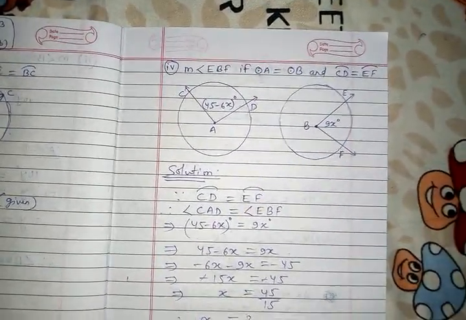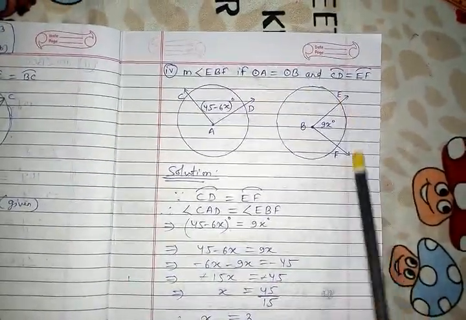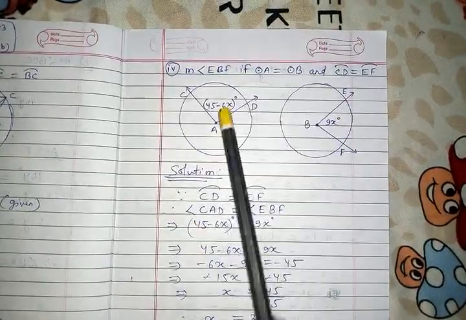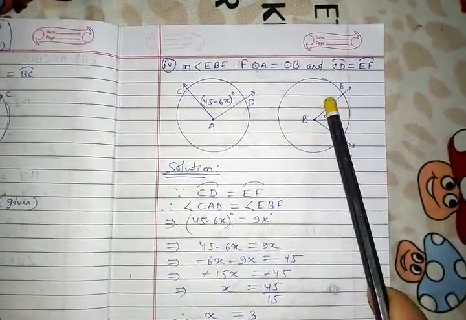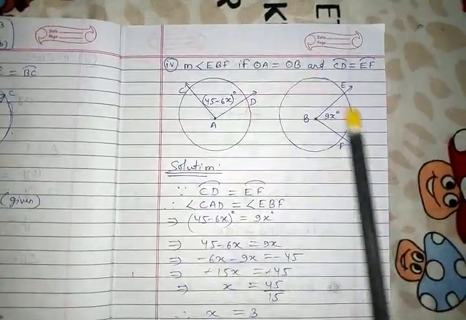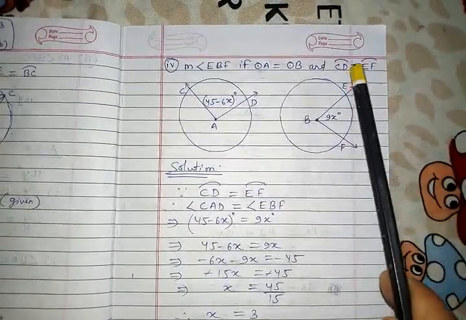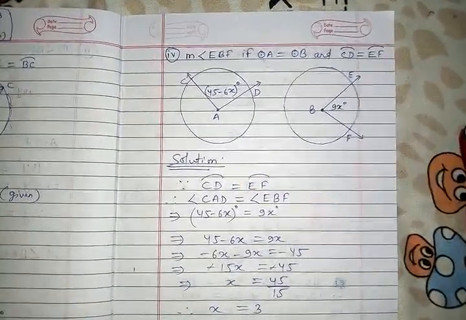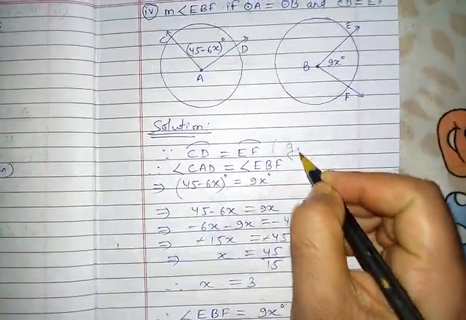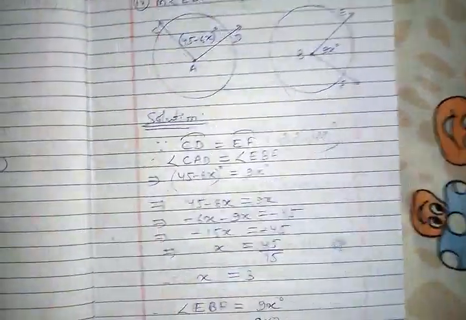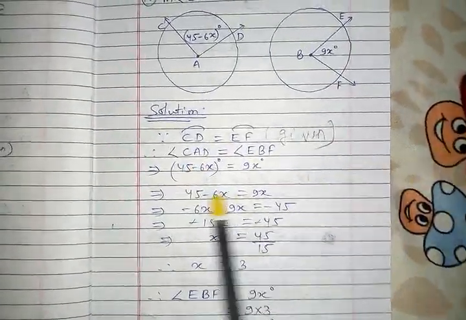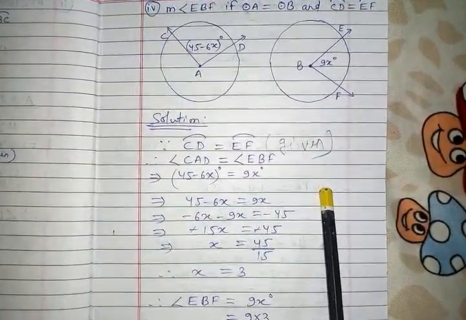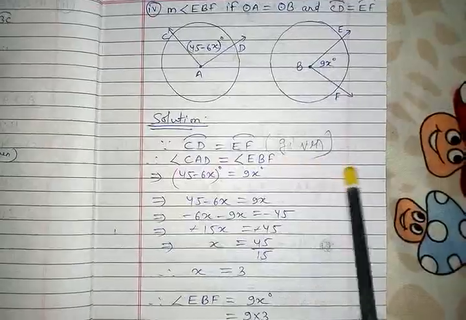That means again the same theorem. When the two arcs are equal, the angles subtended by those arcs also will be equal. That means this angle will be equal to this angle. That means angle CAD will be equal to angle EBF. So arc CD is equal to arc EF. We should write it is given in the question. So it is given. Now therefore angle CAD will be equal to angle EBF. This is what the theorem is all about. When two arcs are equal, the angles also will be equal.